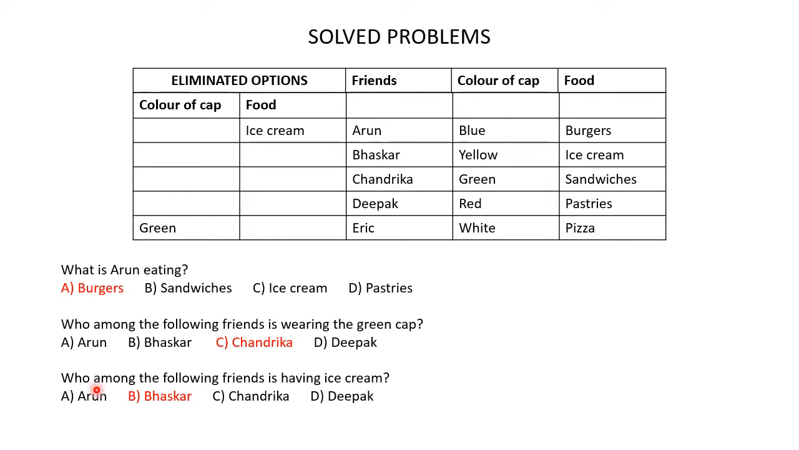Who among the following friends is having ice cream? You're given four options here and you have to find out which of these options is the correct one. So you're asked to find out who is eating ice cream. As you can see here, Bhaskar is eating ice cream. So the correct answer is option B, Bhaskar.